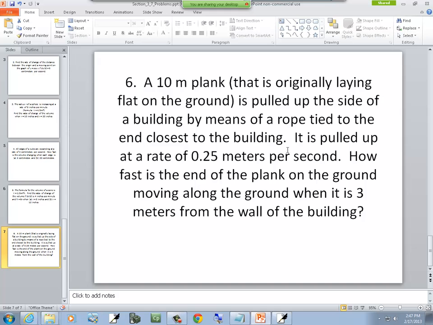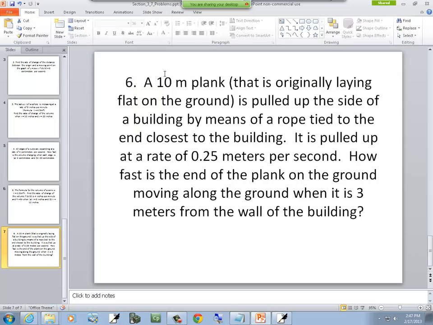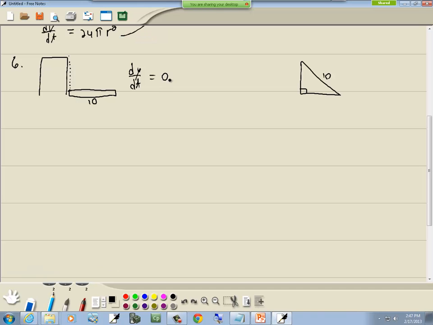So when they're telling us it's pulled up at the rate of 0.25 meters per second, then the change in y with respect to t is going to equal 0.25. Now you have to decide whether it's positive or negative. Well, initially my plank is flat on the ground, which means y is equal to 0. As it's pulled up, the y increases. So that's why I know it has to be positive.